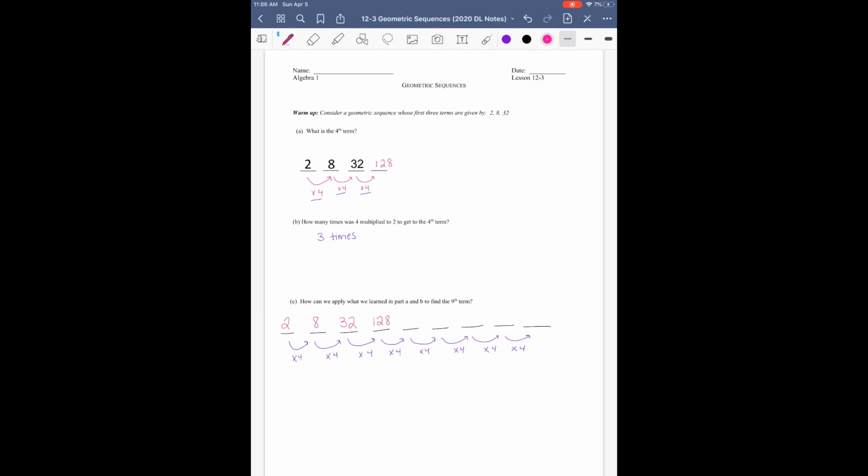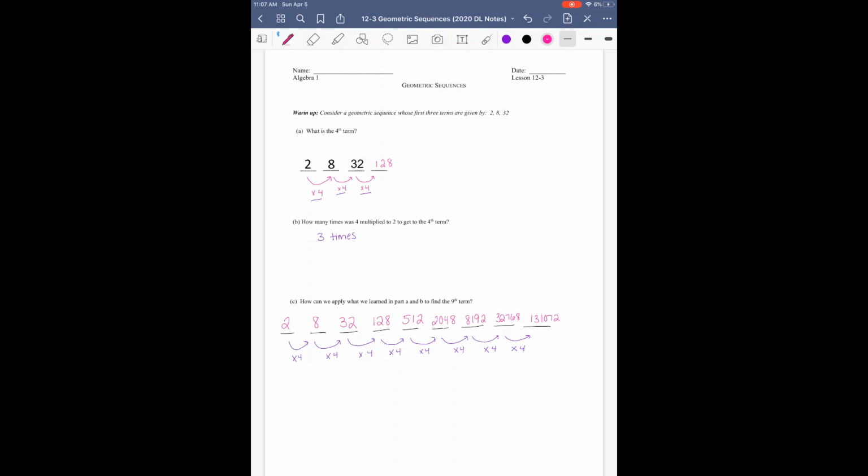Okay. All right, so I'm going to go to my calculator. I'm going to do 128 times 4 to get my next term, which is 512. Now I'm going to do 512 times 4, and that's 2,048. Then I'm going to multiply that by 4, which is 8,192. I'm going to multiply that by 4, which is going to get me 32,768. And then I'm going to multiply that by 4, which is going to give me 131,072.